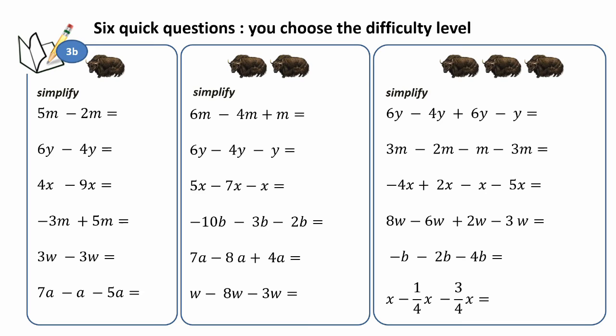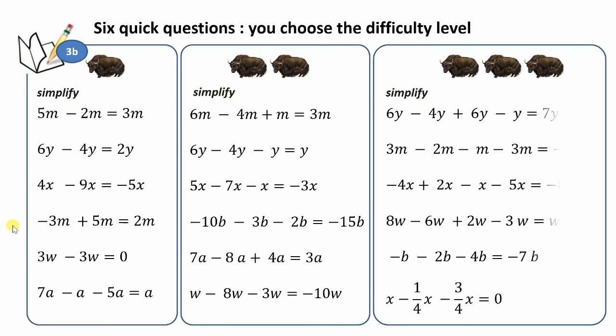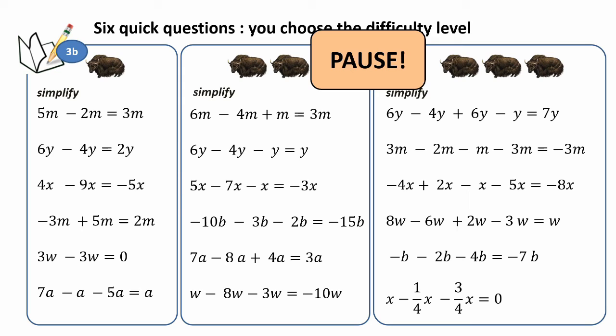So it's time to do some problems. As always, pick the difficulty level that you would like. The 1 yak are the easiest questions, and the 3 yaks are slightly harder questions. So pop the video on pause and do 6 of these in your book. So here are the answers. Hit the pause button and mark them.